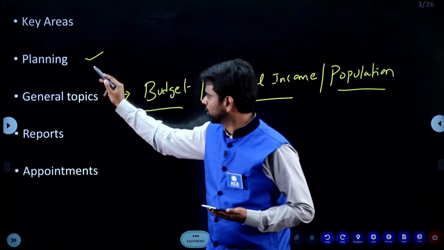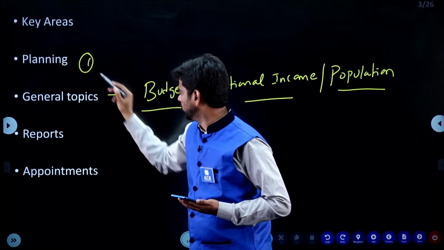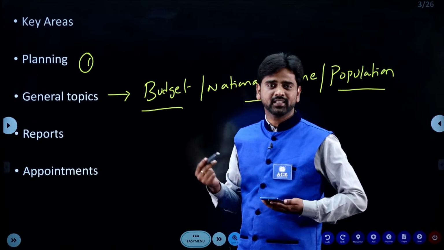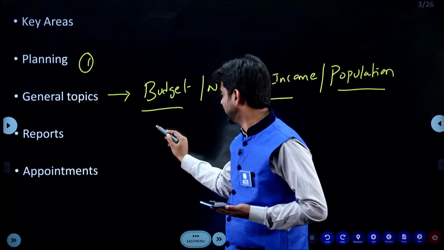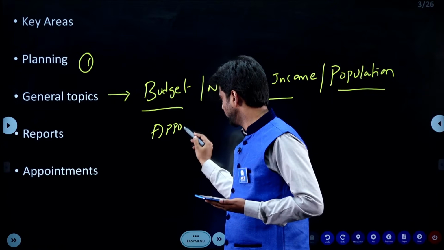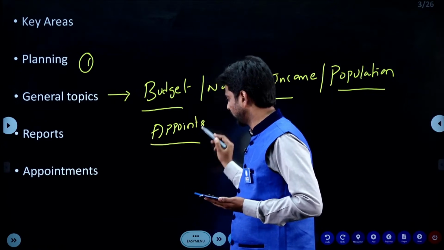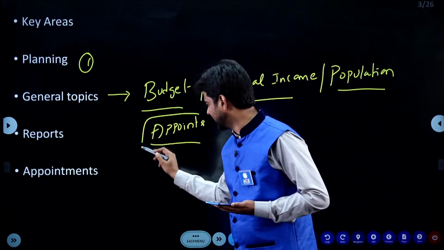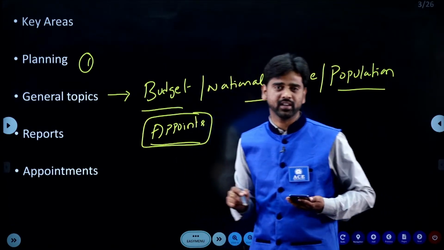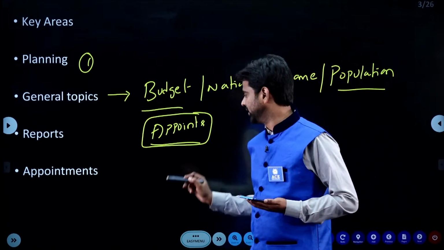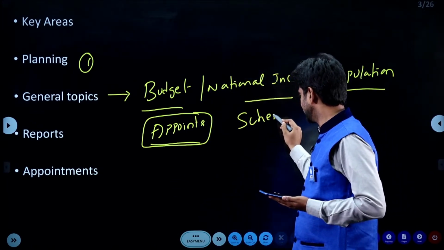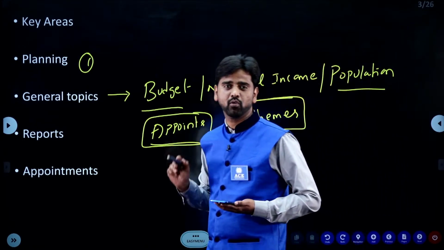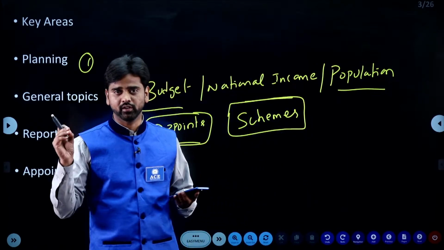First of all, you should give priority to planning, then importance to the budget, national income and population. There are also some questions related to appointments. Since appointments come under the category of current affairs, make sure you remember them also, guys. He is focusing on appointments in national institutions and national organizations. Finally, he is also mainly concentrating on the national schemes, so please focus on these national schemes. These are the important areas we are going to cover.